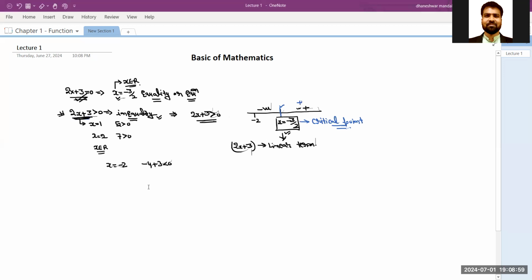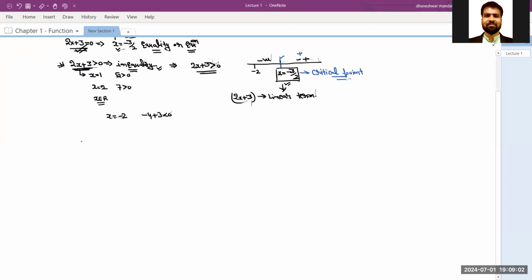Similarly, if I take one more example, x - 2, and I want to see the sign of this expression, first I make this term equal to 0. Then I get one point, x = 2, and x = 2 is considered the critical point. If I put any number which is greater than 2, then I get a positive sign here and a negative sign here. Is this clear to everyone?